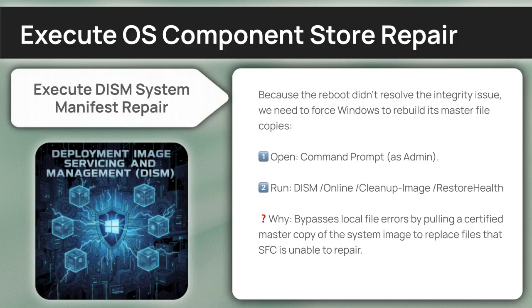Because the reboot didn't resolve the integrity issue, we need to force Windows to rebuild its master file copies. First, open command prompt as admin. Second, you're going to type DISM /online /cleanup-image /restorehealth, then hit enter. Why are we doing this? Well, it bypasses local file errors by pulling a certified master copy of the system image to replace files that SFC is unable to repair.